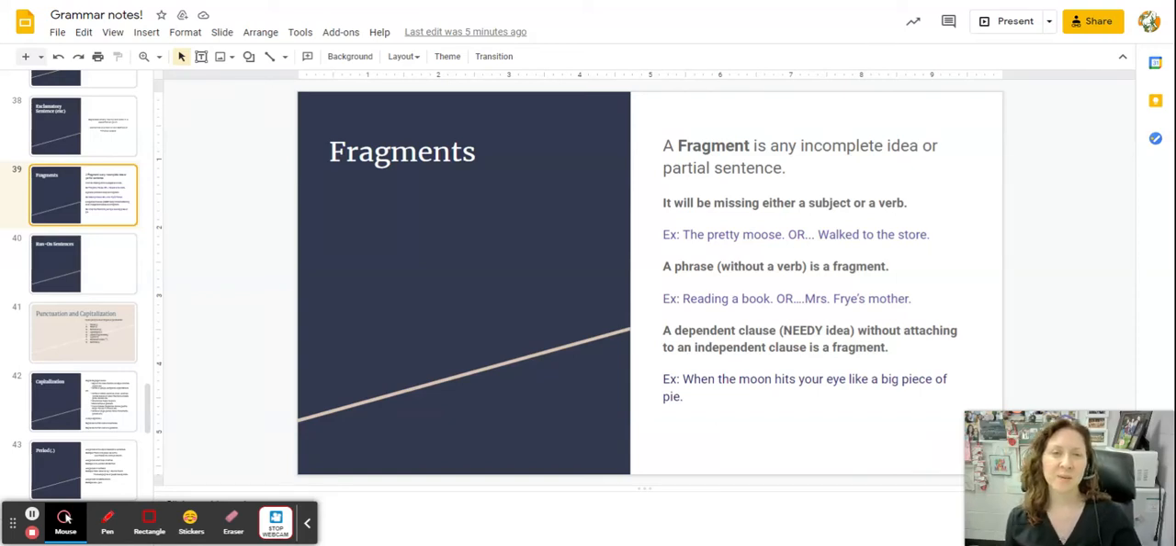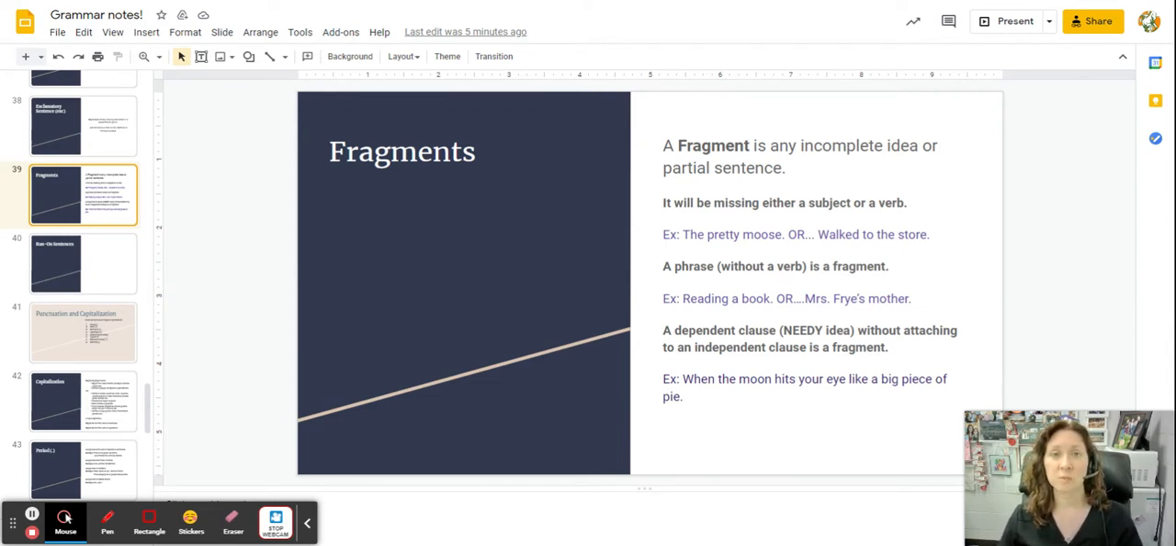Hey guys, now that we have talked about all the different types of sentences, our simple, our compound, our complex, and our compound complex, and we've learned how to correctly punctuate them, now we're going to try our hand at figuring out if we're looking at a complete sentence or if we are looking at a fragment.